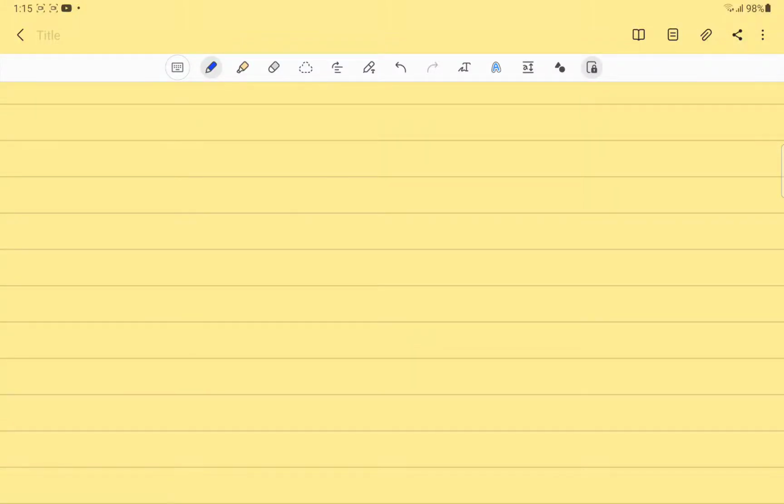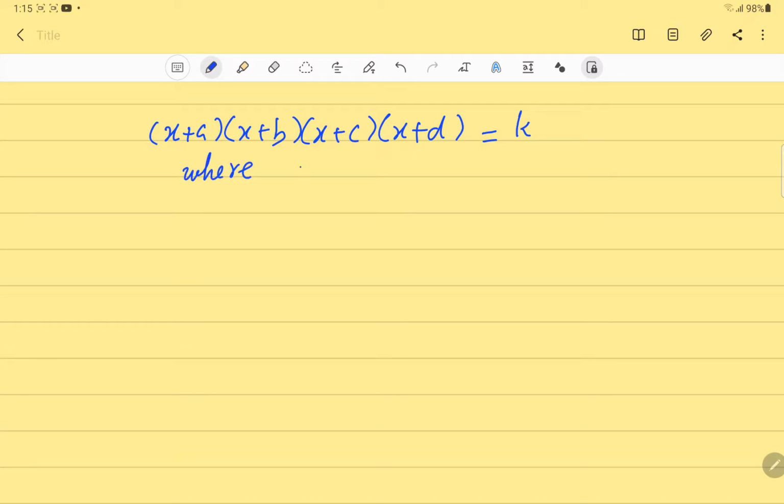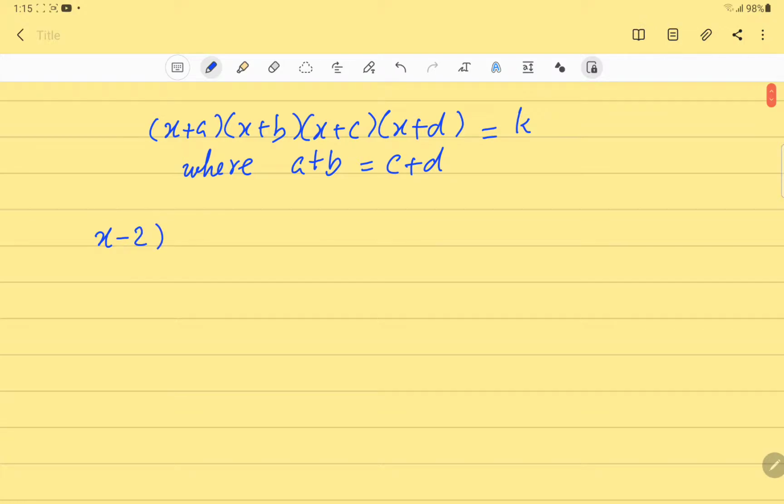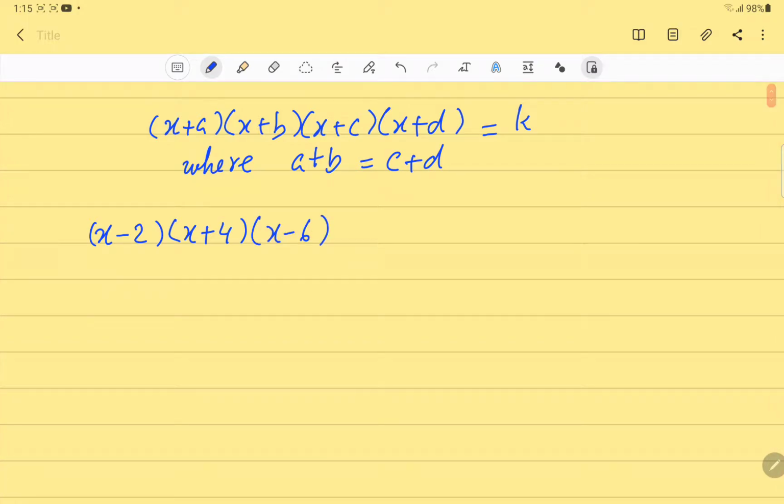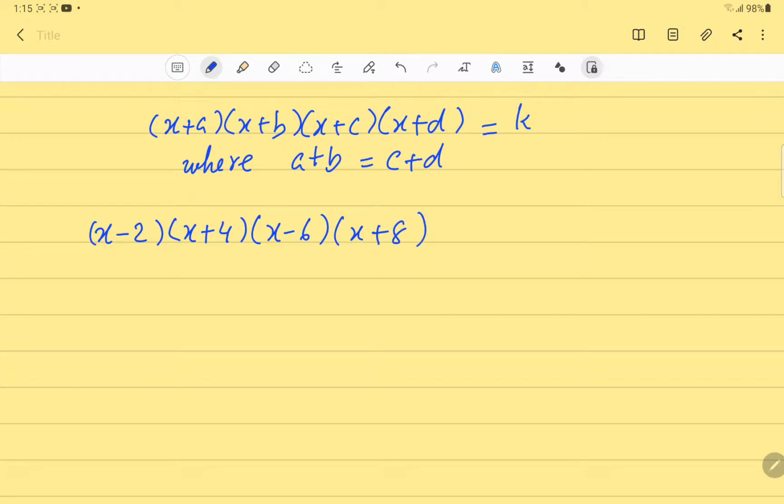Today we are going to solve an equation of the type (x + a)(x + b)(x + c)(x + d) = k, where a + b = c + d, and our given equation is (x - 2)(x + 4)(x - 6)(x + 8) = 441.